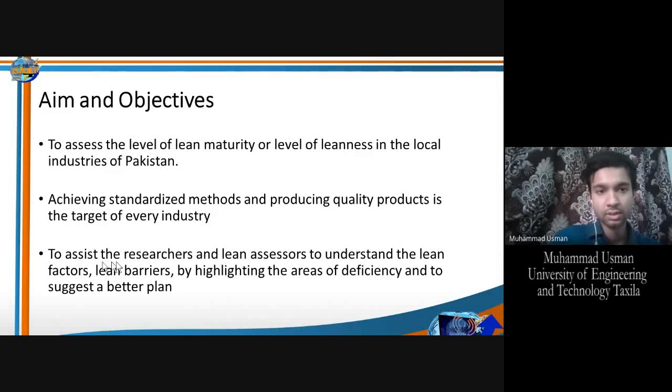Also, the third objective is to help researchers and lean assessors understand the lean factors and lean barriers by highlighting the areas of deficiency and to suggest a better plan. It also helps other researchers to assess lean manufacturing in their own country.